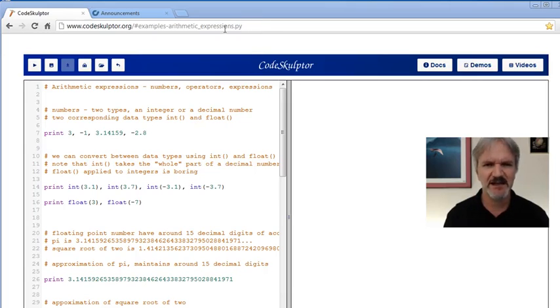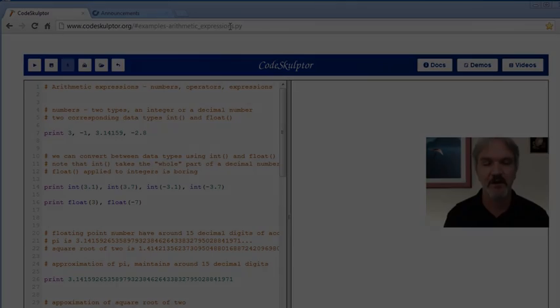You can see up here there's a naming convention we have. It's always codesculptor.org, then a hash mark with examples, and afterwards the lecture name.py. You don't have to remember that. The link will be here. You click on it to pull it up, and you can play around with it either during the video or after the video is over.